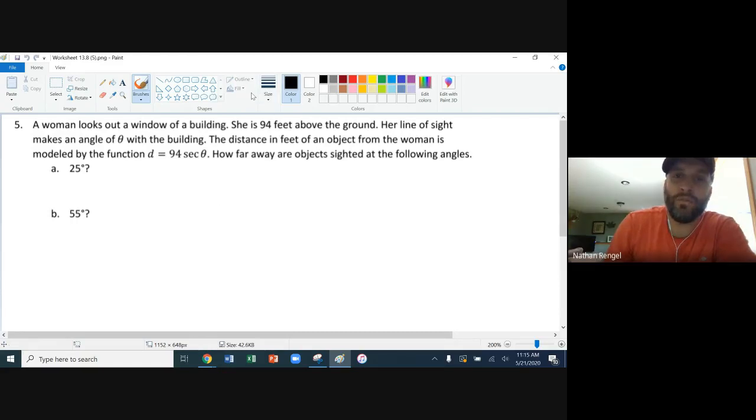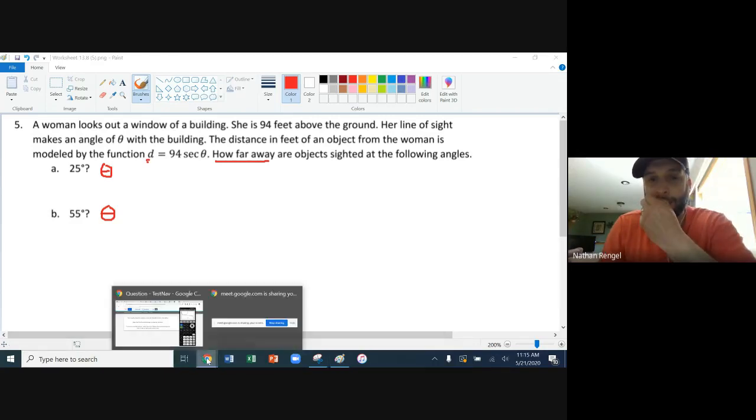So if we're looking at how far away, we are finding d. We are given theta values. Here's a theta value, and here's a theta value. Our job is to find out what that d value is. So I can just plug in 25 and find out what d is.